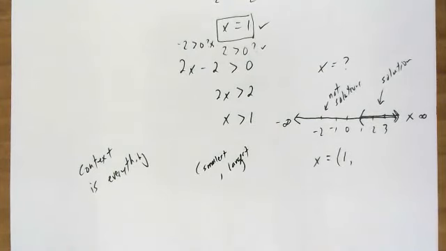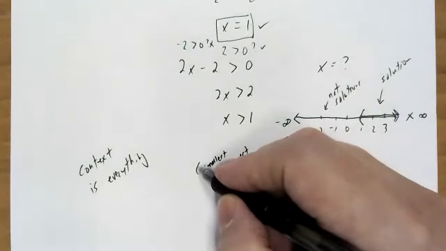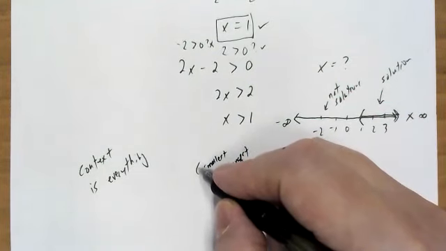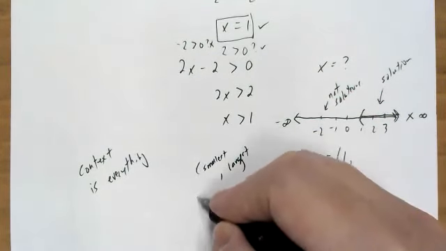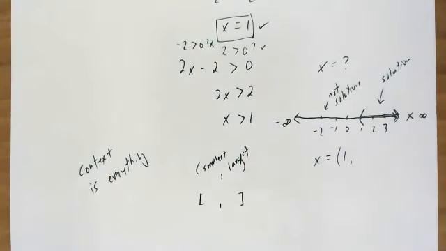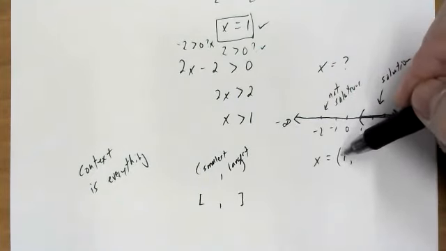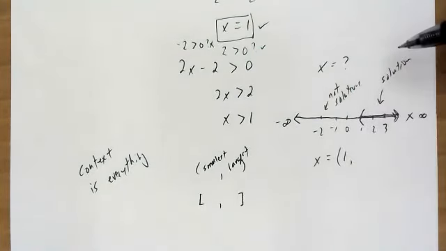Now let me take a minute and explain another very important thing about intervals. There's two ways to express intervals. You can have parentheses or you can have brackets. When you have parentheses, that means you do not include the number here as part of your interval, part of your solution.